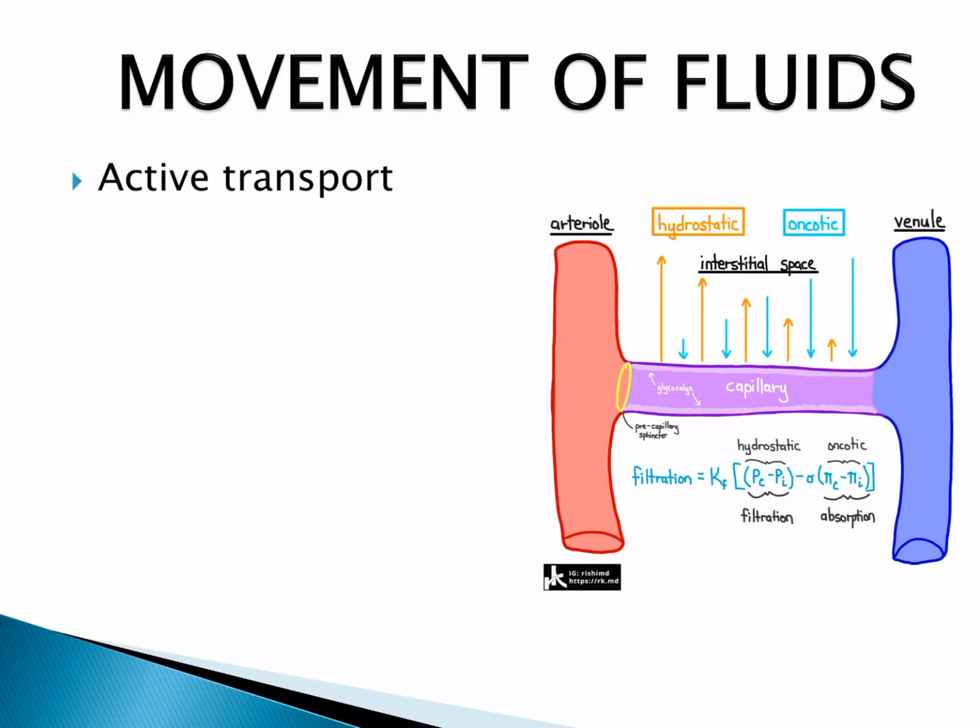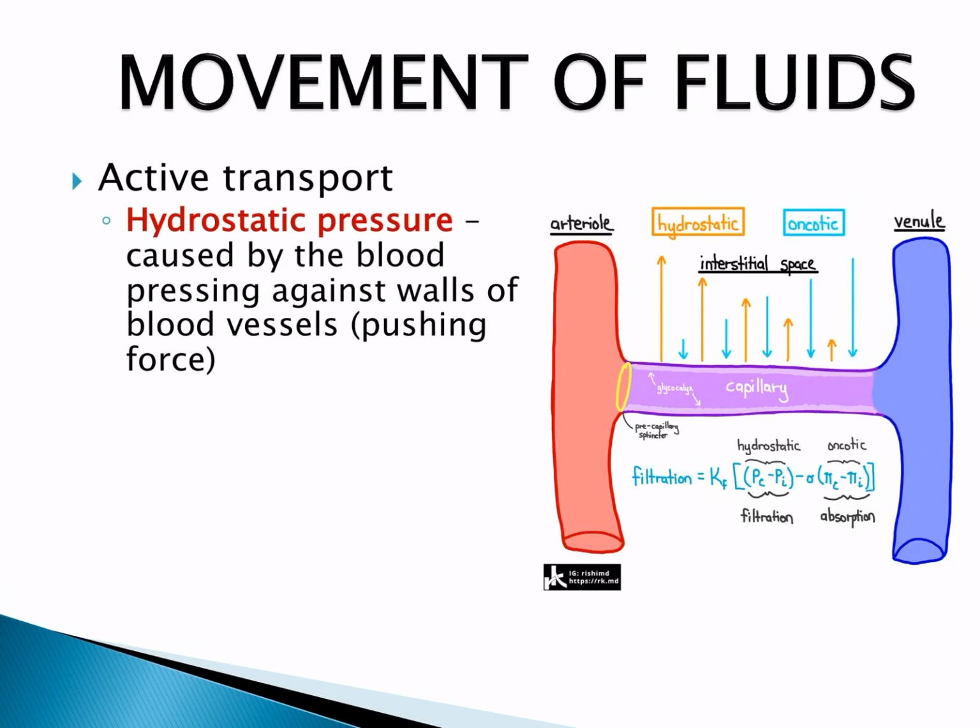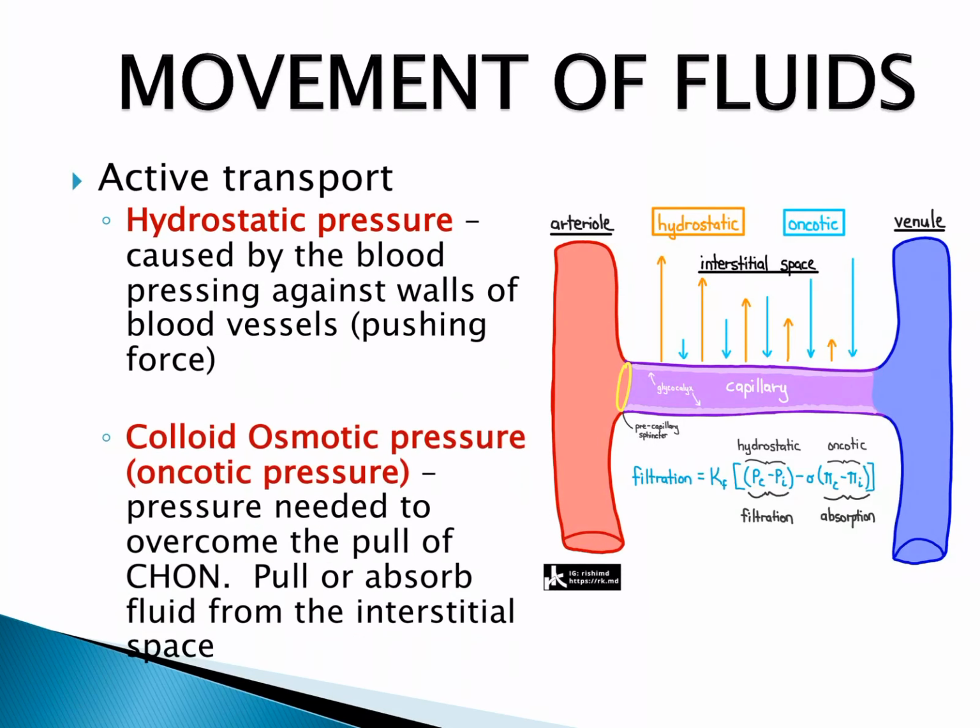We also have your active transport. So under this, we have your hydrostatic pressure, caused by blood pressing against the walls of blood vessels. So it's a pushing force. When we say colloid osmotic pressure or oncotic pressure, it is the pressure needed to overcome the pull of protein. CHON, it's protein. Okay, pull or absorb fluid from the interstitial space. Okay, so that's the definition. It's the pressure needed to overcome the pull of protein, pull or absorb fluid from the interstitial space. Okay, so those are the two.